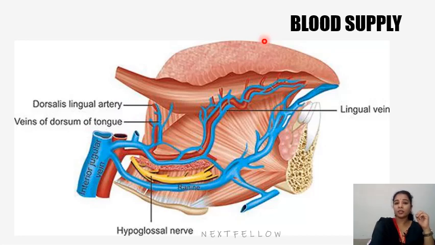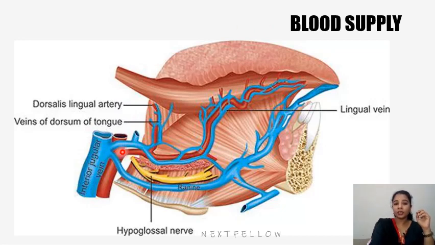Both are branches of facial artery, which is in turn a branch of external carotid artery. And also the tongue gets accessory blood supply by ascending pharyngeal artery, which is also a branch of external carotid artery. So arterial supply, lingual artery, which is an anterior branch of external carotid, is given off at the level of tip of greater cornu or greater horn of hyoid bone.